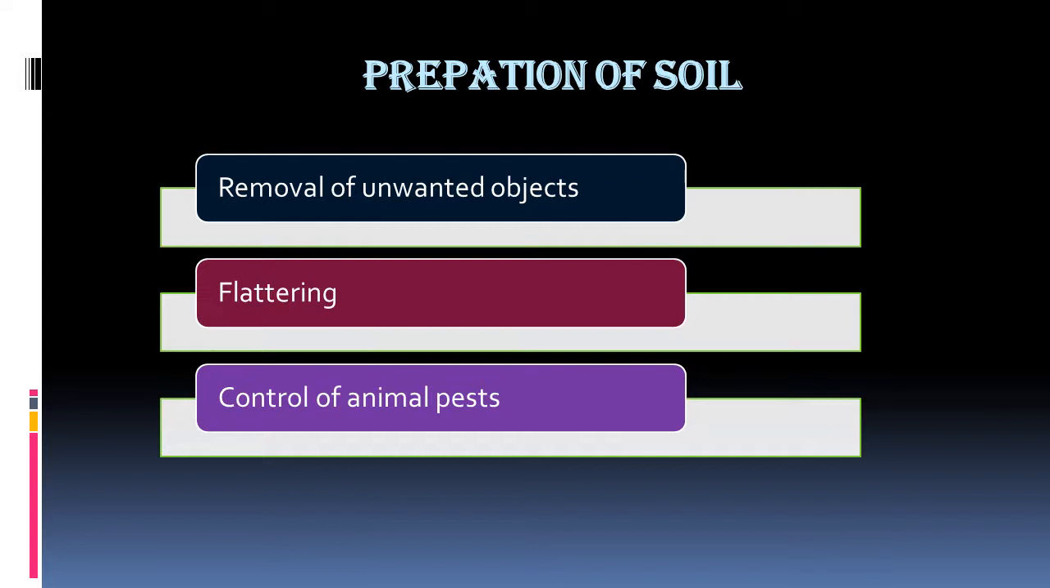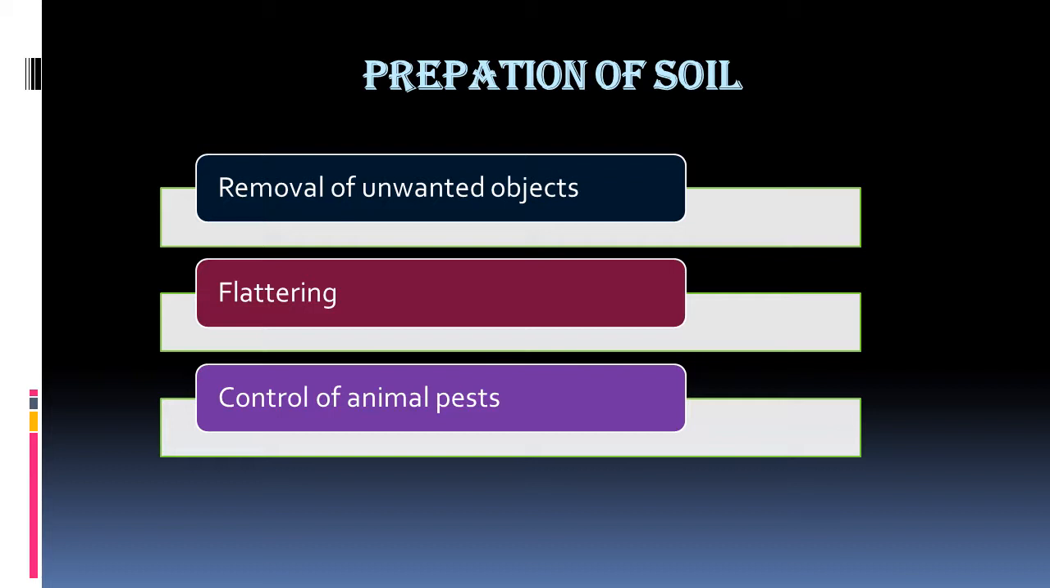Second is flattening. If the soil is not flat, it should be made so by ploughing, spreading and leveling with a wooden plank or iron roller. If depressions of greater depth are noticeable, these should be filled by shifting soil. The third is control of animal pests.